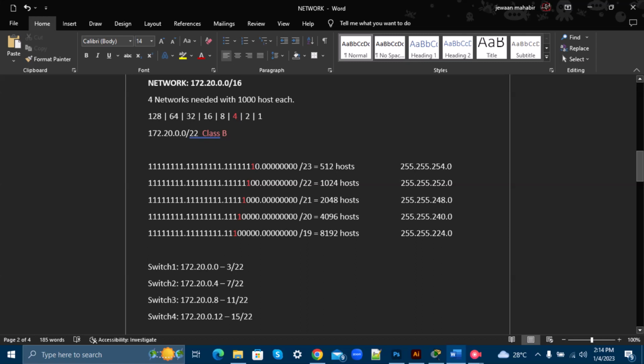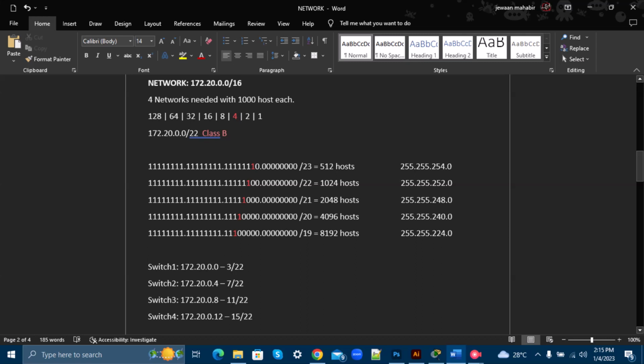So for this network, we will not be required to use a magic number. What we will actually be doing is increasing the number of hosts by taking the bits rather than borrowing like we did previously. So let's look at the /23 here. What we did was we take away one of the ones, and we then ended up with 512 hosts. So what happens is, every time we take a 1, the number of hosts doubles.